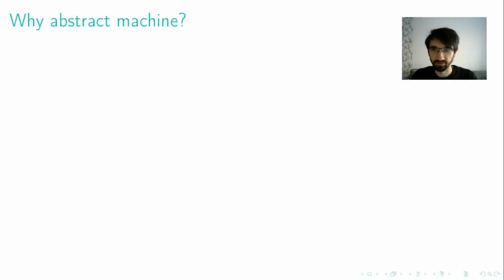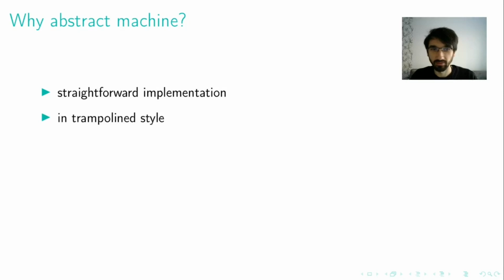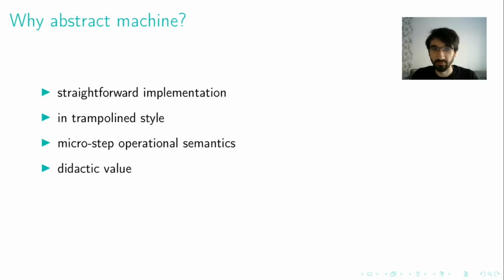And if it's a variable, we take the appropriate entry from the environment. And why abstract machines? The first reason is that they give straightforward implementation guidelines. And this implementation is in trampoline style, which means we can run it for a given number of steps, resume it later, or interleave it with other computations. And from a theoretical point of view, it's an operational semantics, and more detailed than small step semantics, so we call it microsteps operational semantics. And together with this trampoline style, it has a didactic value, because students can run an abstract computation step by step on their computers.